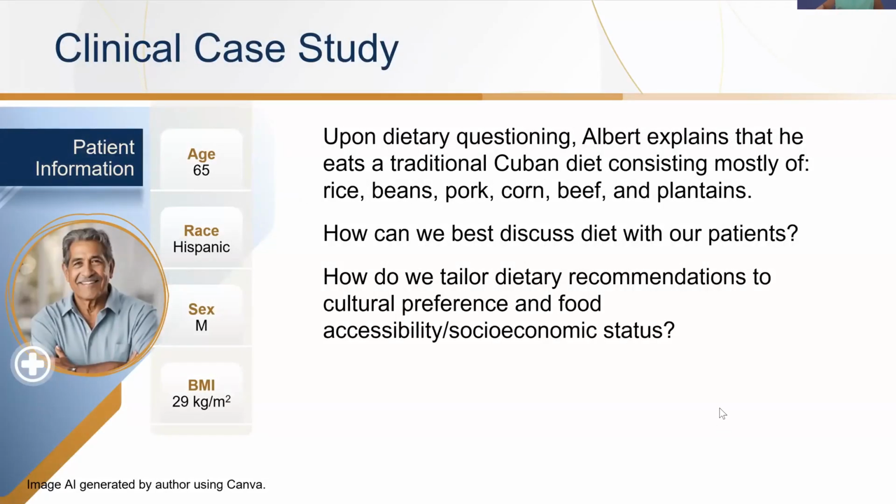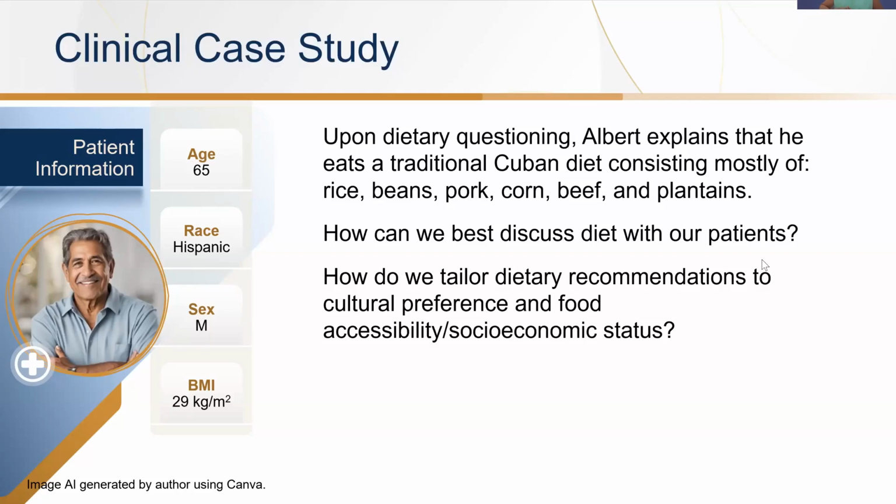So let's go back to Albert. In his situation, we say to him, what is it that you are mostly eating? Because we want to talk about his diabetic control. And we want to talk to him about his glycemic index, and we want to talk to him about his central obesity. He says that he's Cuban and he eats a lot of rice and beans and pork and corn and beef and plantains. This is not the food type that's considered a Mediterranean diet, which is what our recommendation is for patients who normally have metabolic associated steatotic liver disease.